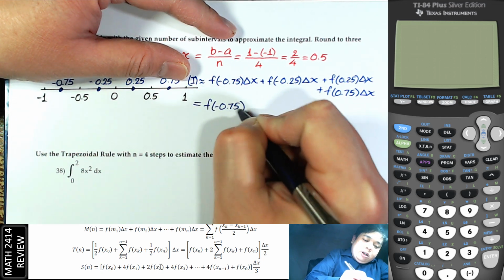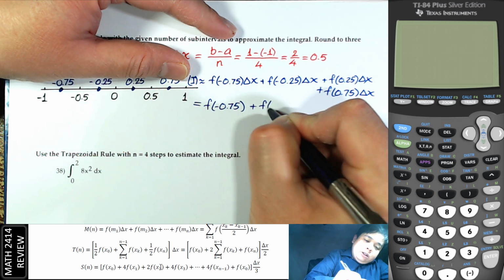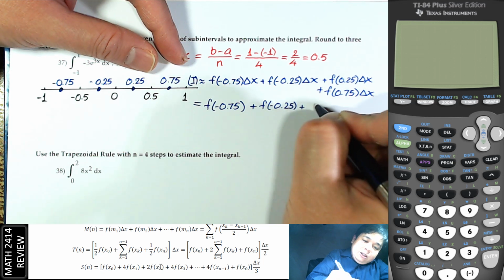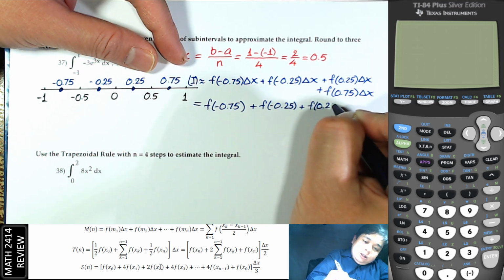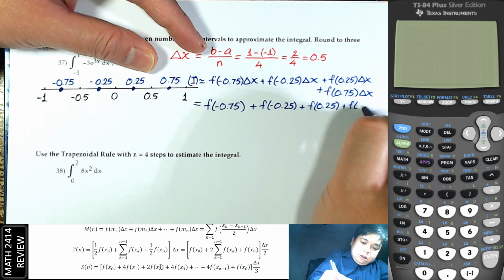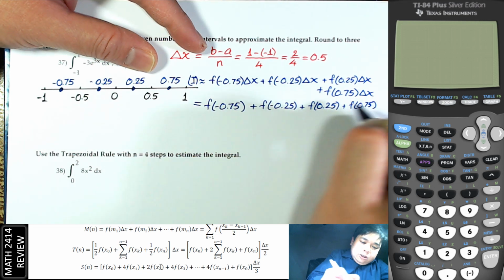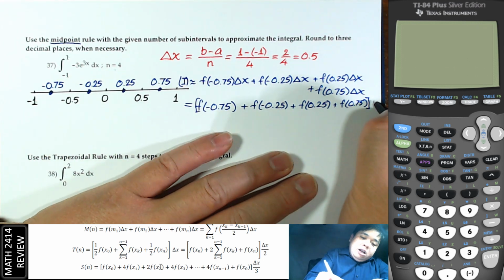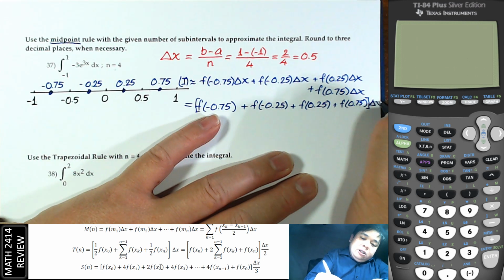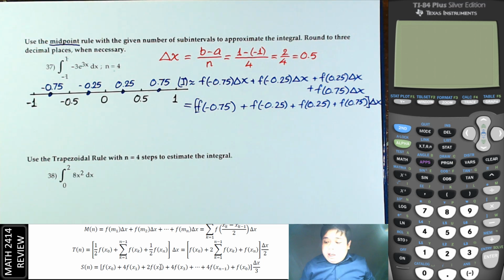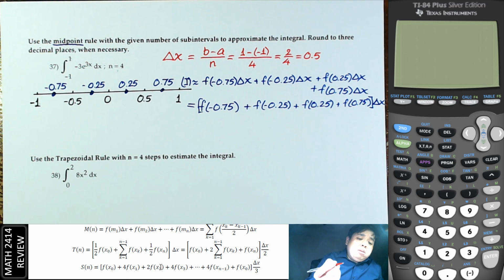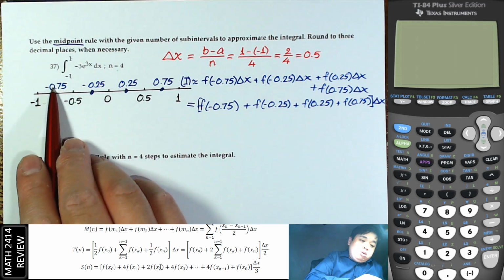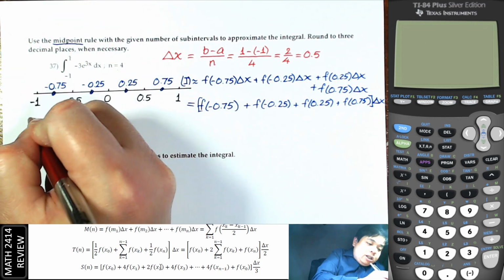And if we factor out the delta x, we have the sum of this function at these points, and then times delta x. Right, so that's why we write the math. Now, in terms of the calculator, if we put this in the calculator, first we'll store all of these points into a list.